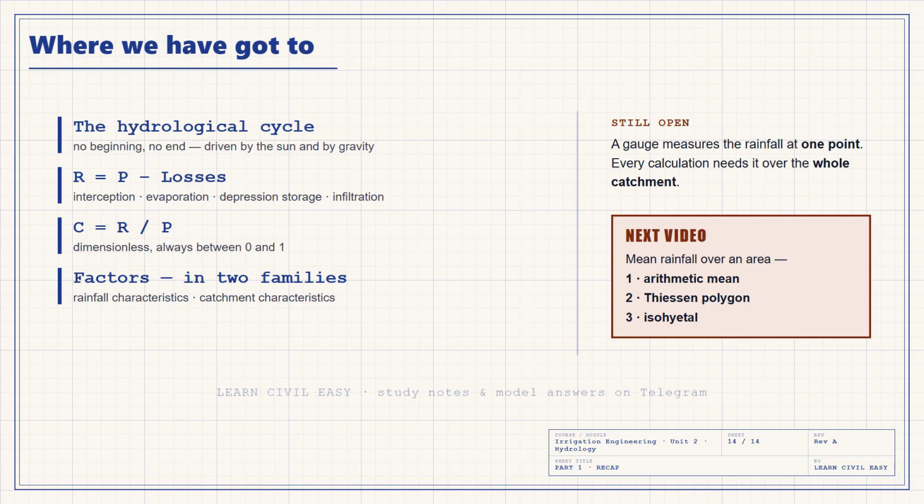A rain gauge measures the rainfall at a single point, but every calculation we do needs the rainfall over the whole catchment. In the next video, we will answer exactly that with the three methods: the arithmetic mean, the Thiessen polygon method, and the isohetal method.